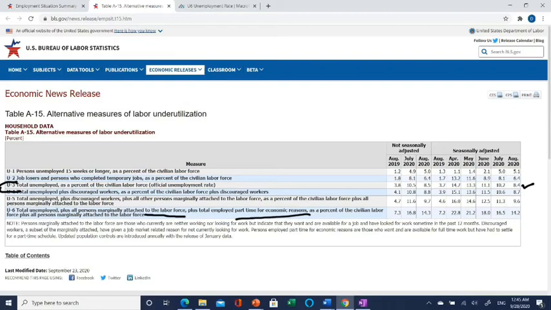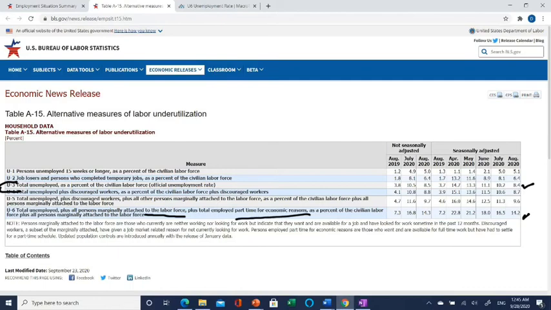If we count all these people who are working part-time for economic reasons and who are discouraged workers, who are marginally attached to the labor force, the unemployment rate, U6, would be 14.2%.